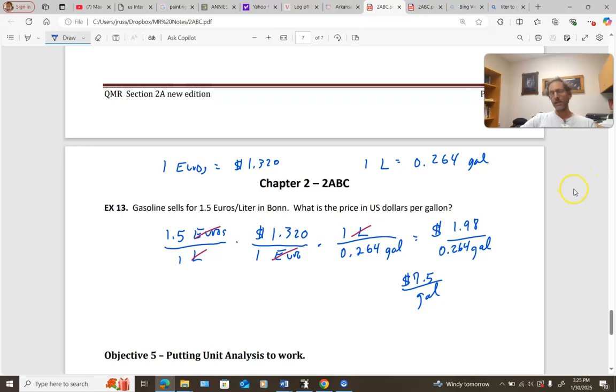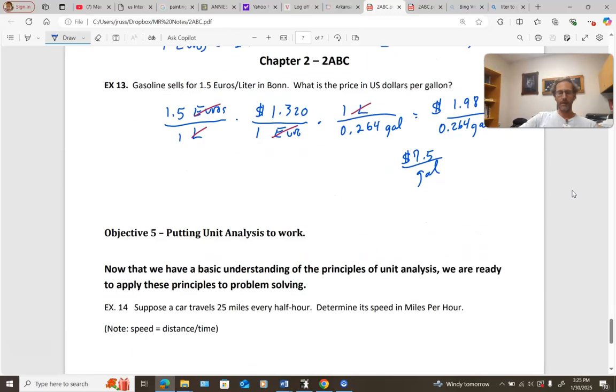Gas in a lot of the world, guys, is a lot more expensive than it is in the U.S., especially in Arkansas. Arkansas is one of the cheapest places in the country. All right. So as you can see, we had to use a couple conversions there, and this is not uncommon.